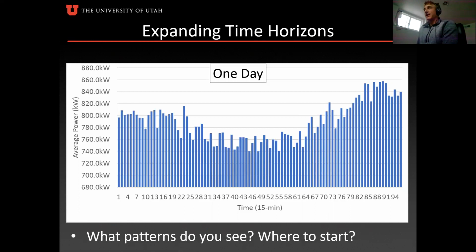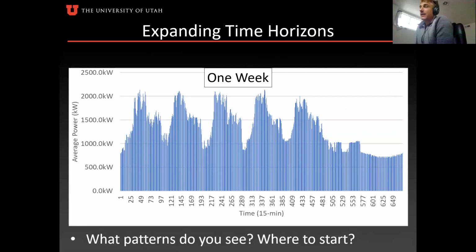But if we're interested in minimizing demand, we want to know where that maximum power draw is. So we need to keep expanding these time horizons to really understand what's happening at the facility. So if we expand it to a whole week, then maybe we can see what's happening at this facility. Does anyone have a guess on where the weekend and weekdays are with this facility?